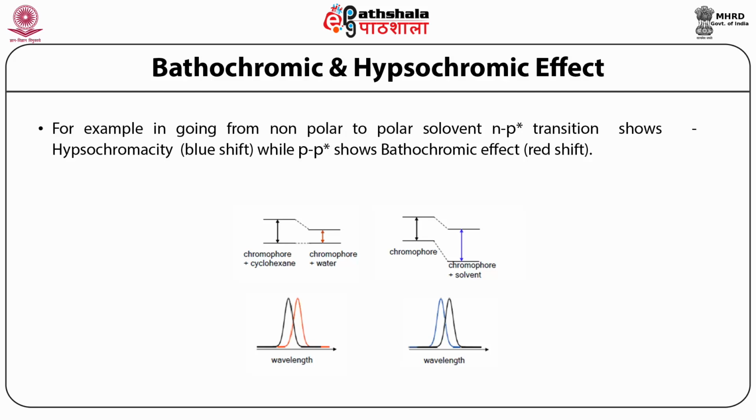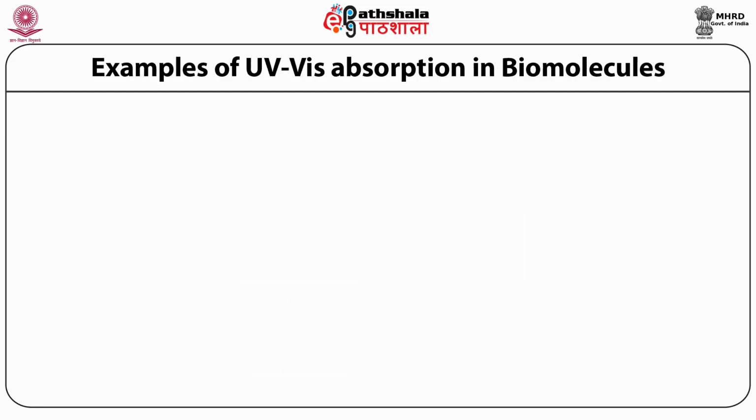As a result, the wavelength shifts towards the red side. The reverse happens in the case of hypsochromic effect or the blue shift. And we find the change in the wavelength is towards the blue side and we get a blue shift. There are a number of examples of UV-Vis absorption in biomolecules.